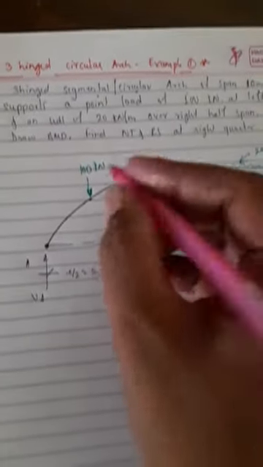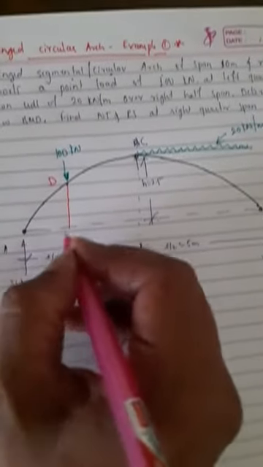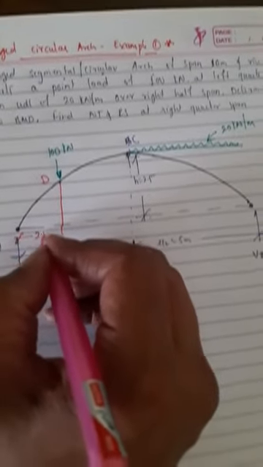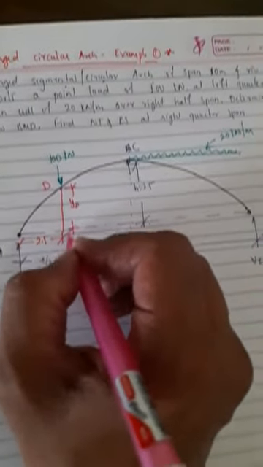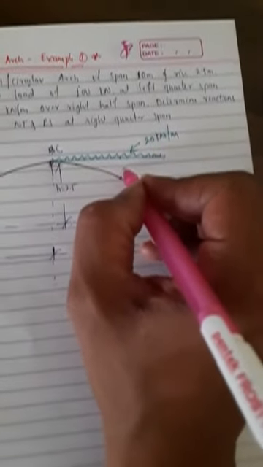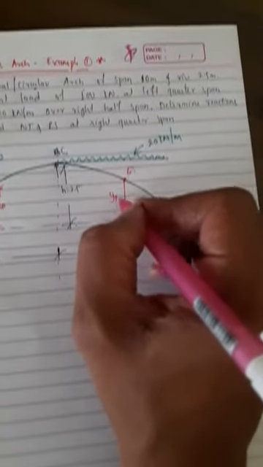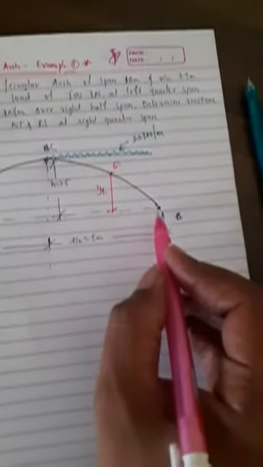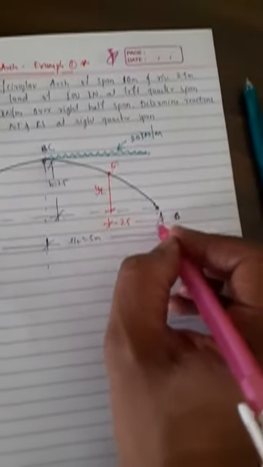I'll give the names. Let this be point D. Left quarter span means L by 4, that is 2.5 meters. Let this vertical distance be YD. Similarly, let its midpoint be point E. Let that vertical distance be YE. Since this is at half the half span, meaning quarter span, this whole is 5 meters. Its half will be 2.5.